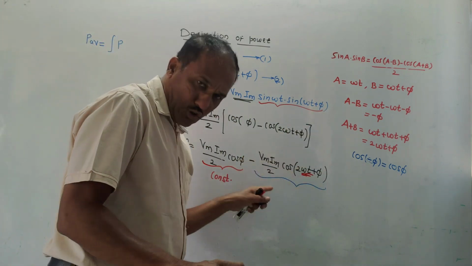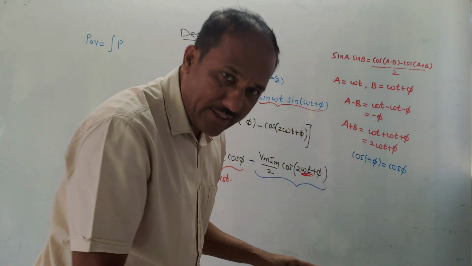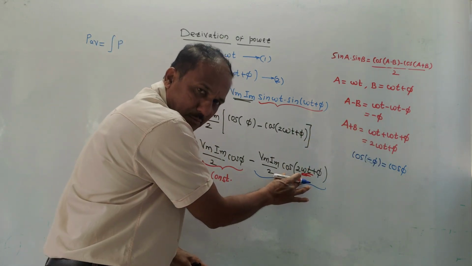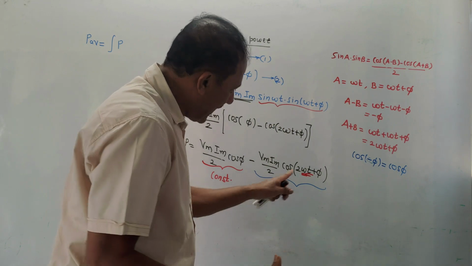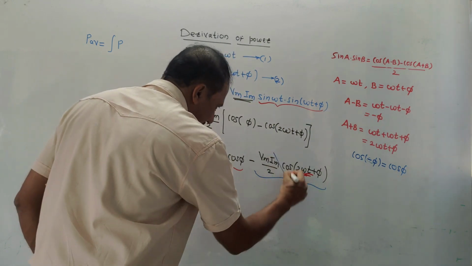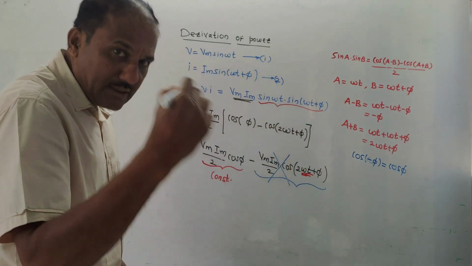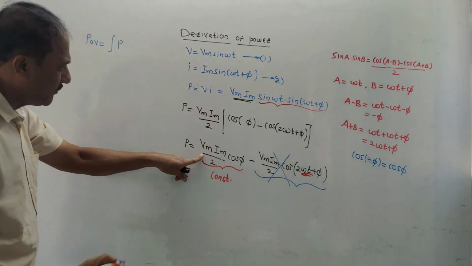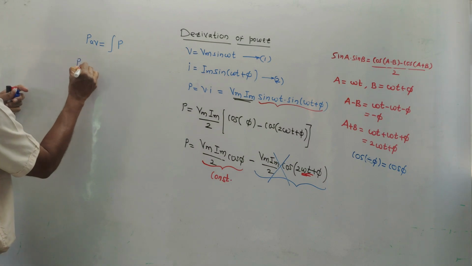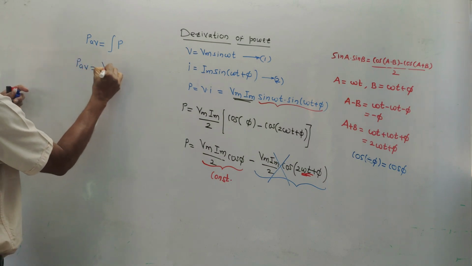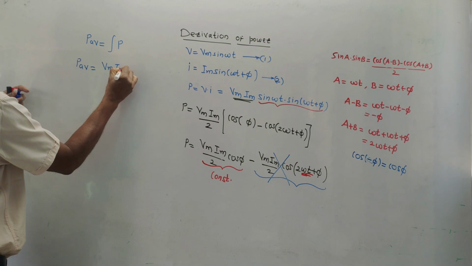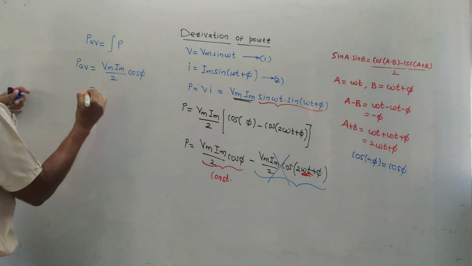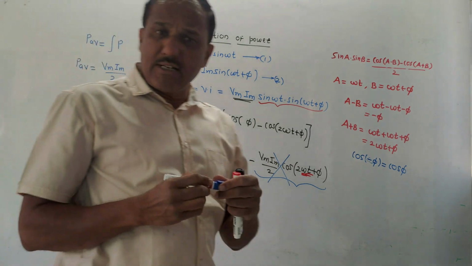So unnecessarily do not solve this integration. Directly you can write it like this in the exam. If you integrate cosine term for one full cycle, the answer of integration is 0, so I am neglecting this term. After calculating integration, this term will be neglected, so only one term will remain. So directly I can write, and this is the constant term, P average is Vm Im upon 2 cos phi.